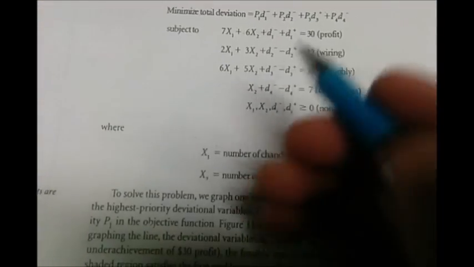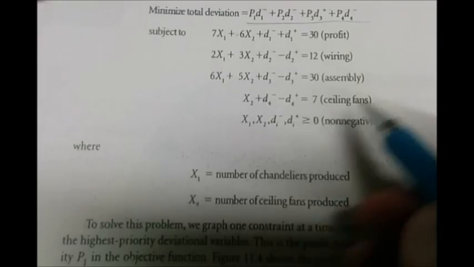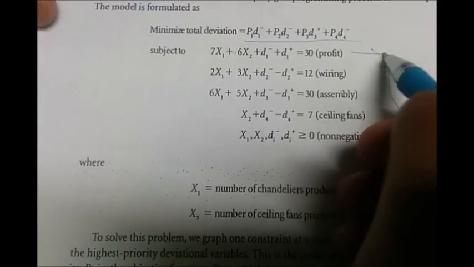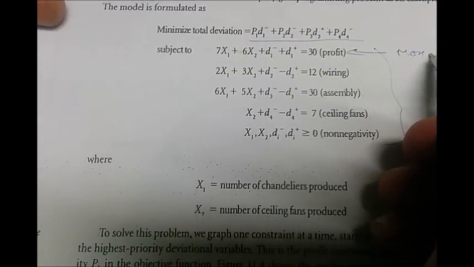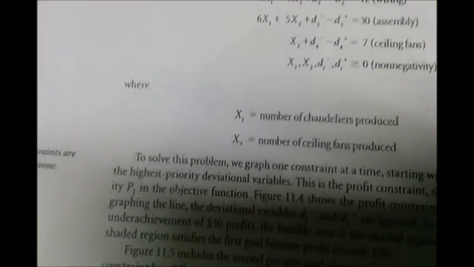Now the solution of the goal programming problem graphically. As I said, this became your new objective function and subject to constraints. This was initially your maximization objective function, but it has now become a subject to constraint.